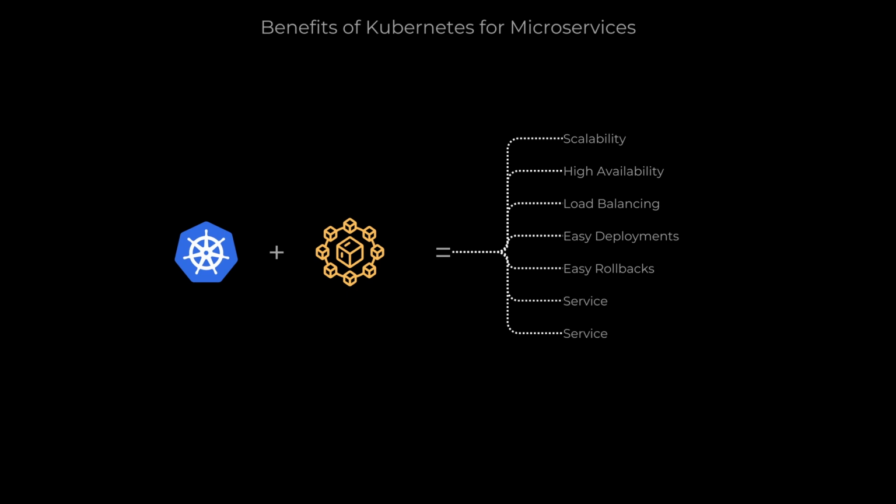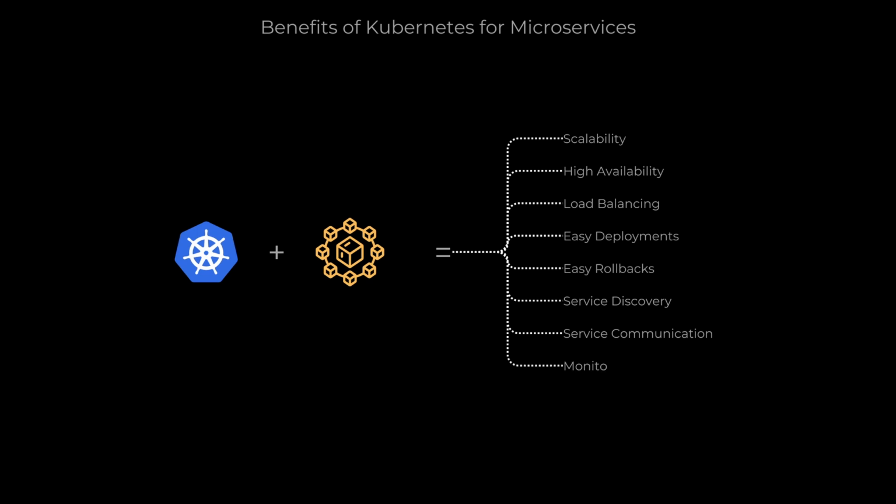Service discovery and communication. Microservices often need to communicate with each other, and Kubernetes provides a built-in service discovery mechanism to facilitate this communication. With Kubernetes, you can easily discover and connect to other microservices within your cluster, making it easier to build and maintain complex microservice architectures.